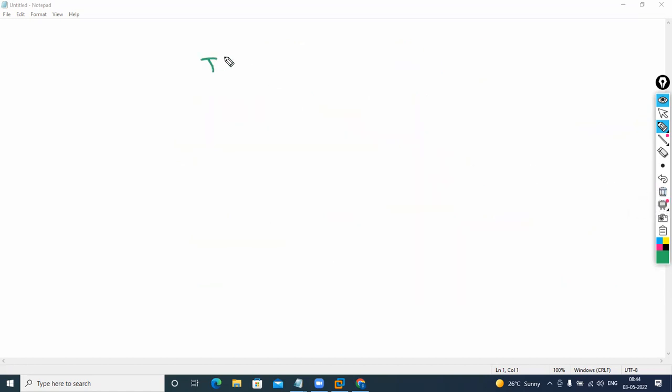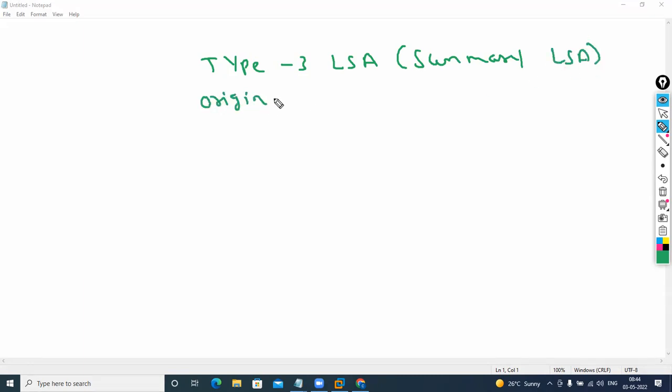Next LSA is type 3 LSA. We call it summary LSA. Who is the originator? ABR is the originator. Flooding scope is in between areas.